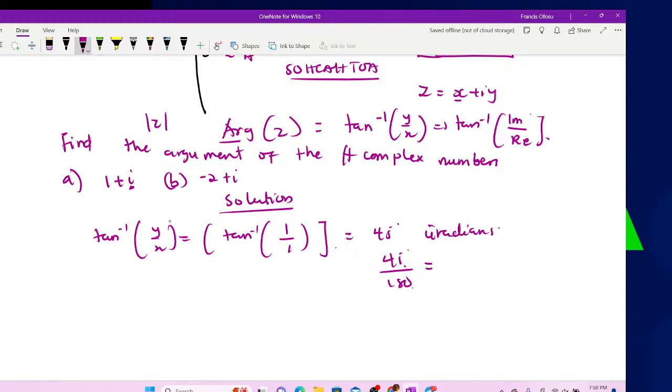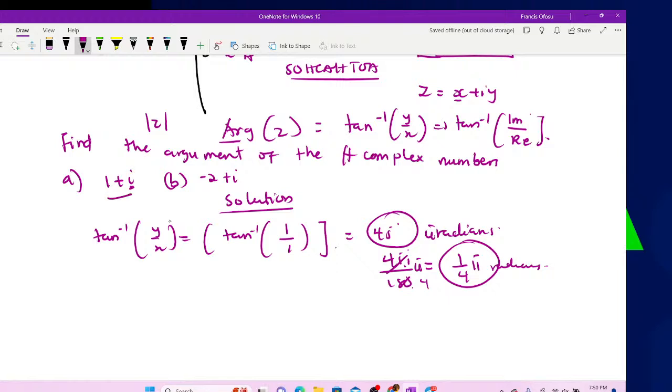And what is 45 into 180? 45 will go into itself 1 and go into 180 four times. So you simply multiply pi by 1 over 4. So this is equal to 1 out of 4 pi. So the answer is either 45 degrees or 1 out of 4 pi radians. And that simply gives the argument of this.